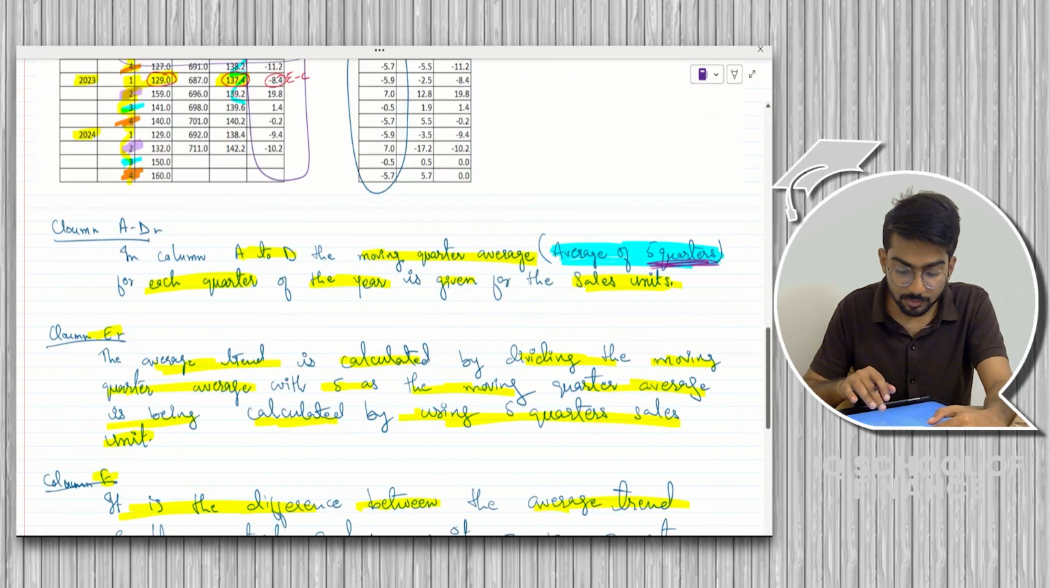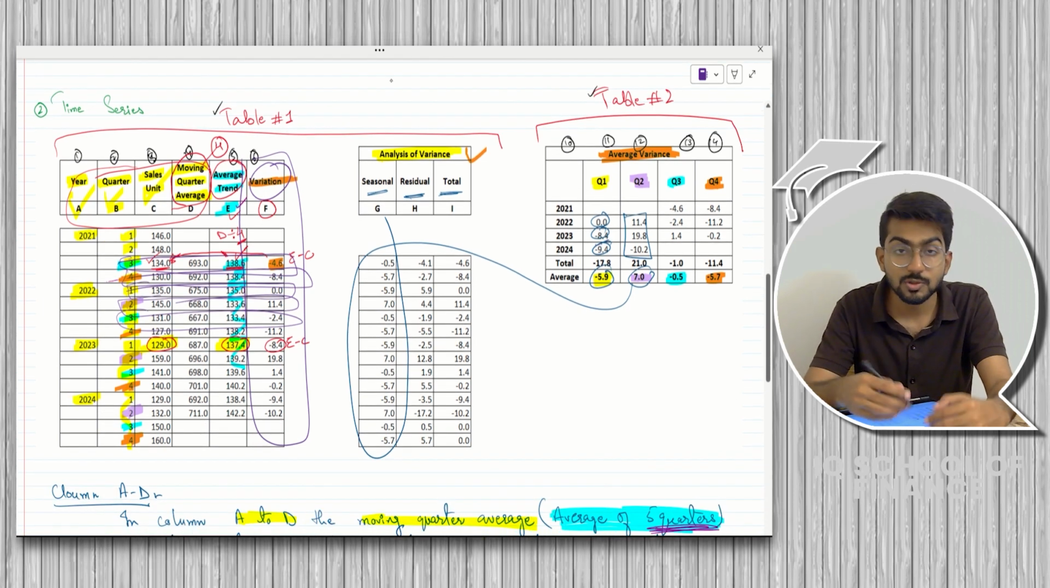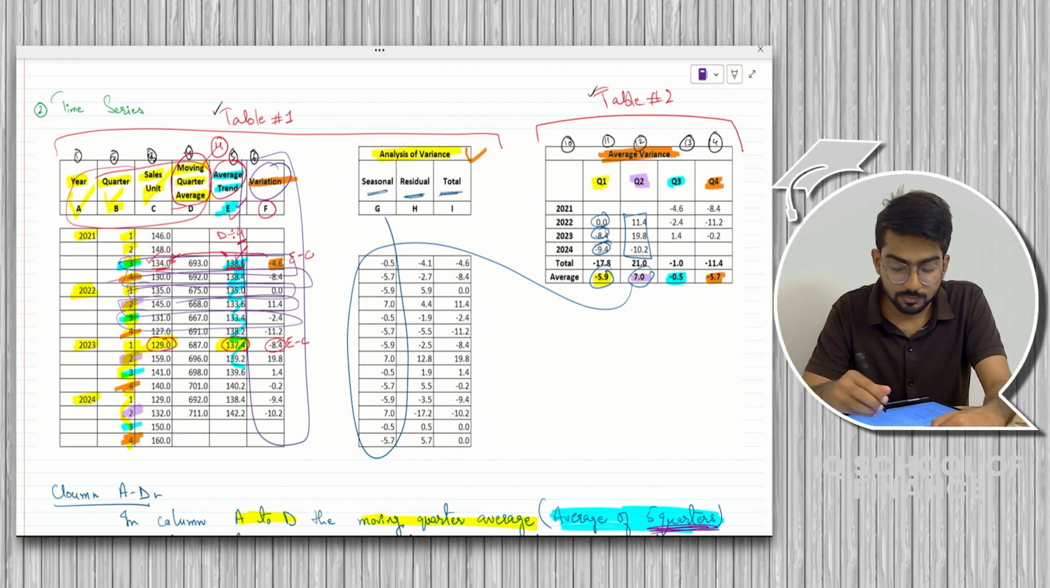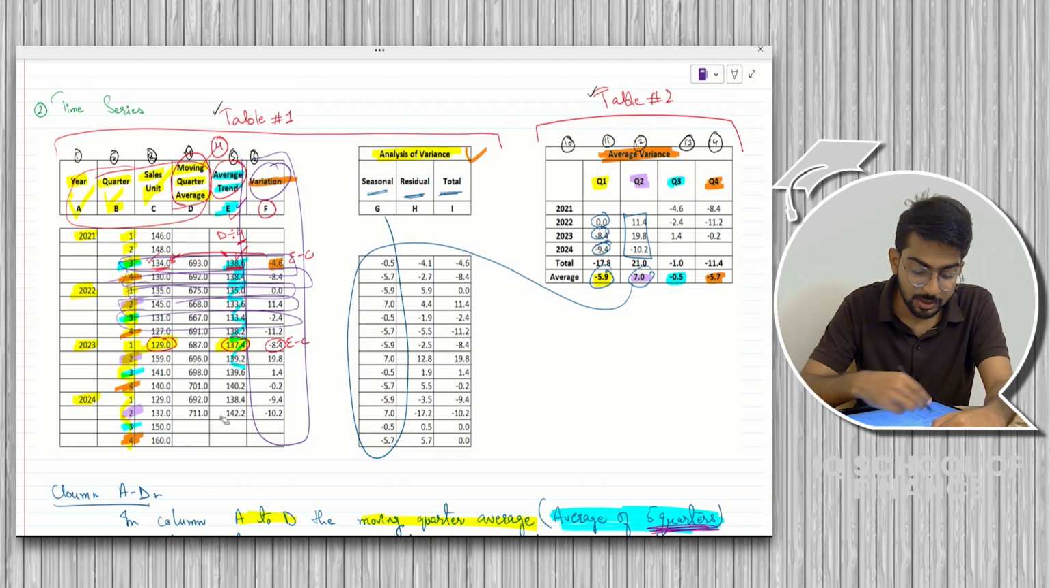See here, now you can understand what was going on in all this time series calculation. Here, let me clear all this.